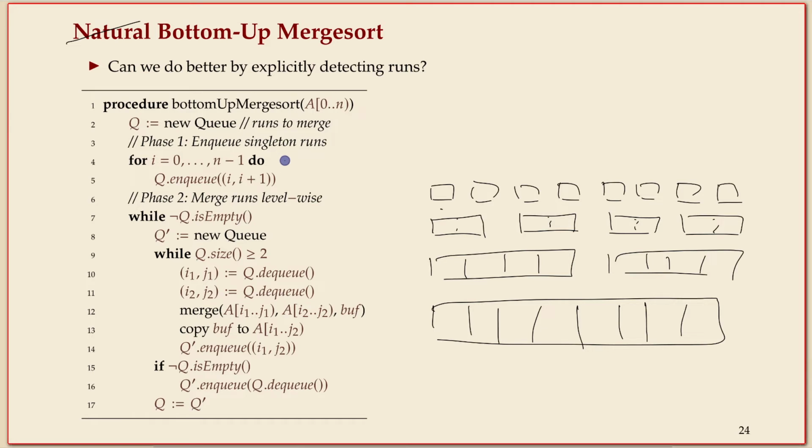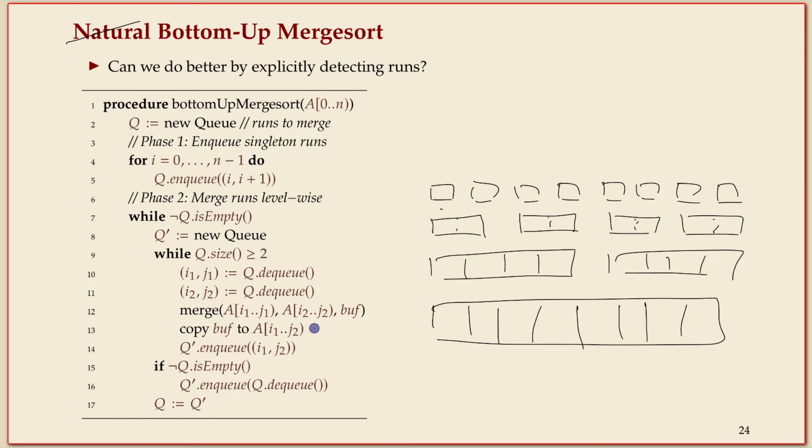So you keep a queue of things to do in this phase. You initially put individual elements in the queue. So what is in the queue formally is always the start and end index of runs. This puts individual elements inside. Then you run through the queue. You always take 2 elements out. You merge them, and you put them into a new queue for the next phase.